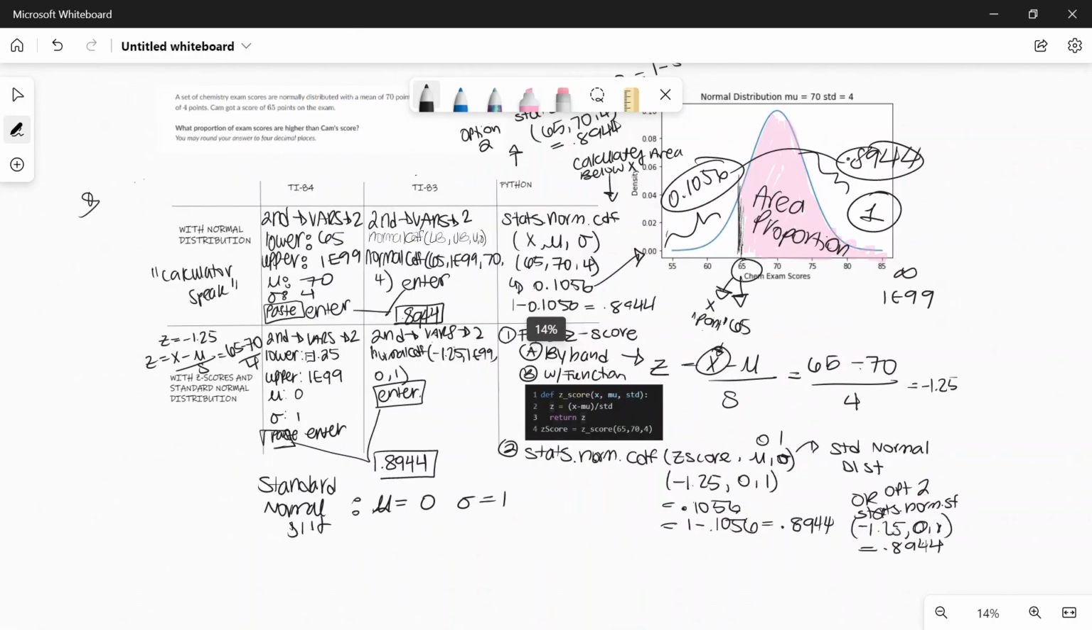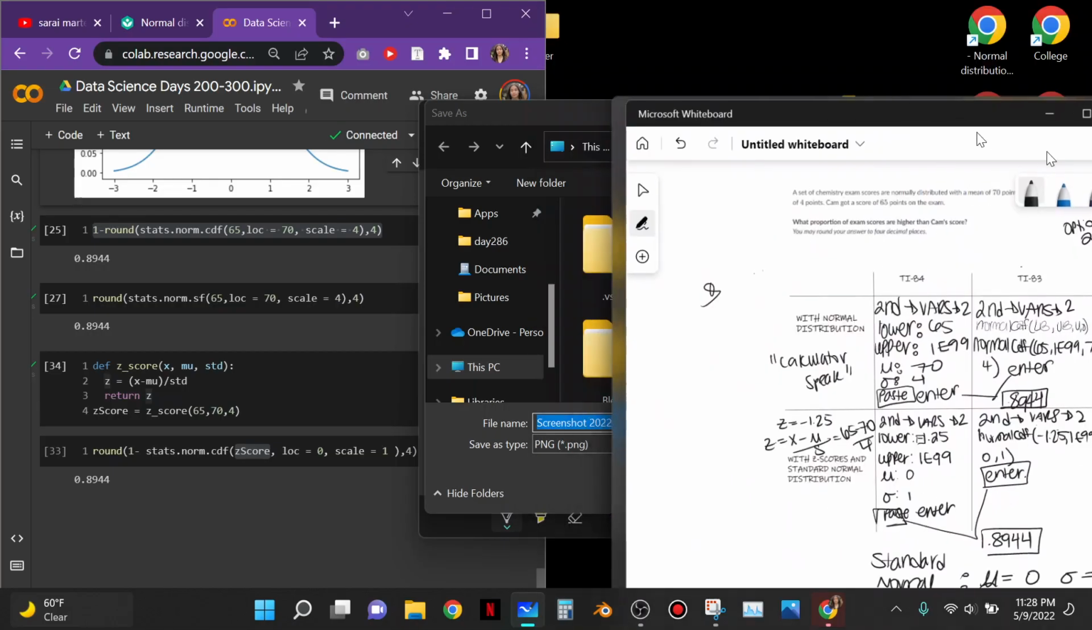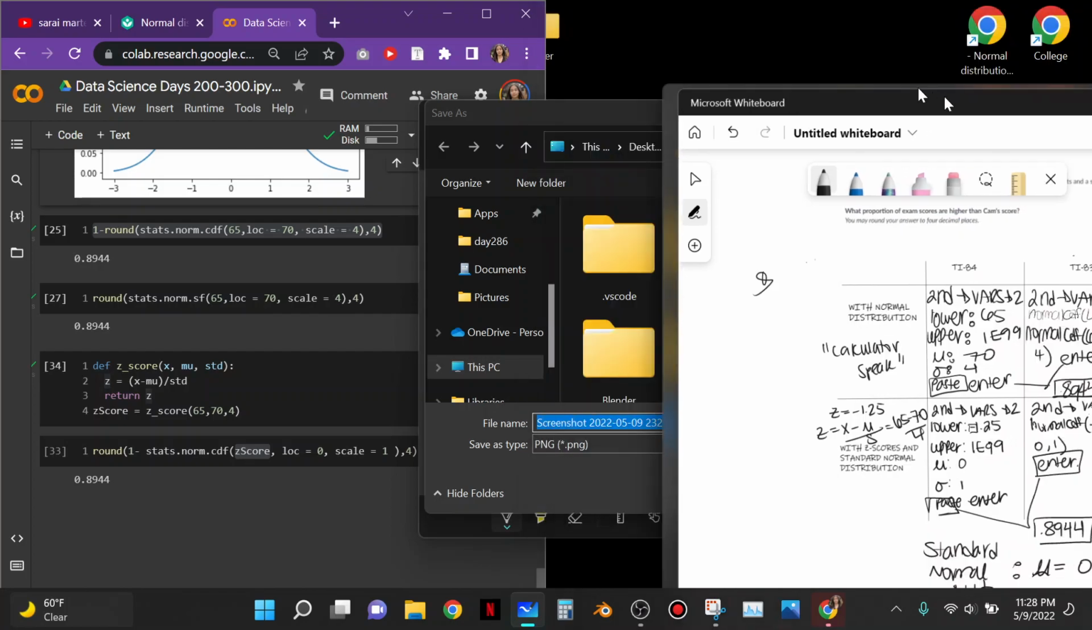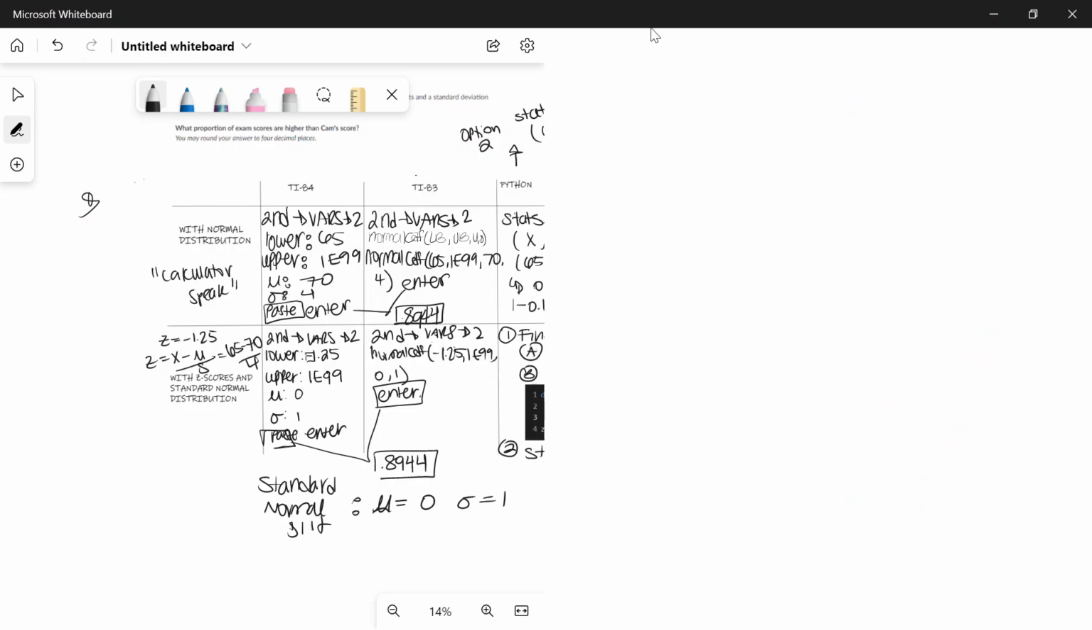Okay, yeah, I think this pretty much sums it all up. Did I miss anything? Let me see. Did I have to do 1 minus z-score? Yep. I got everything, I think.